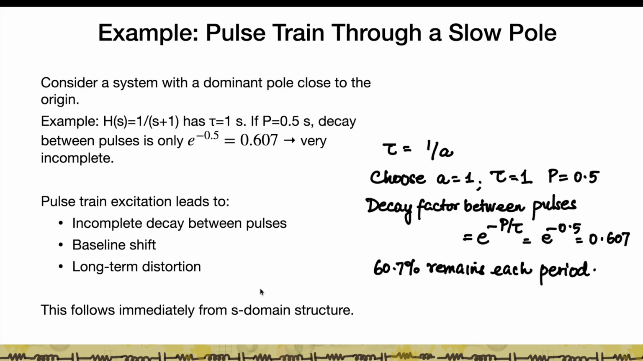Even without computing exact waveforms, you can see the cause in the S domain. Poles close to the origin mean slow decay. Short repetition period means repeated excitation. Together, they guarantee accumulation. A student misconception here is to treat each pulse as independent. That's only true when P is much larger relative to tau.